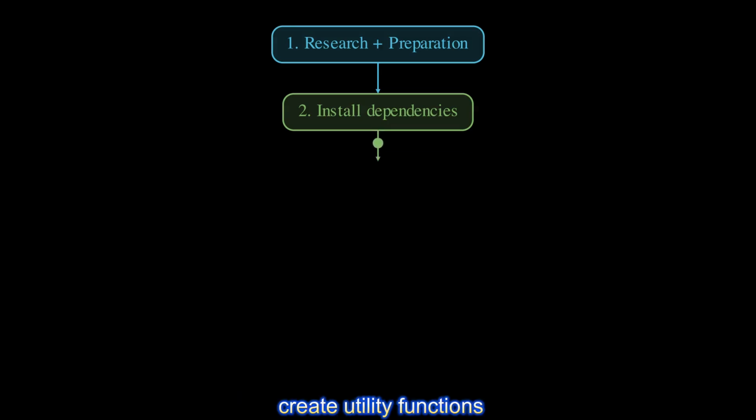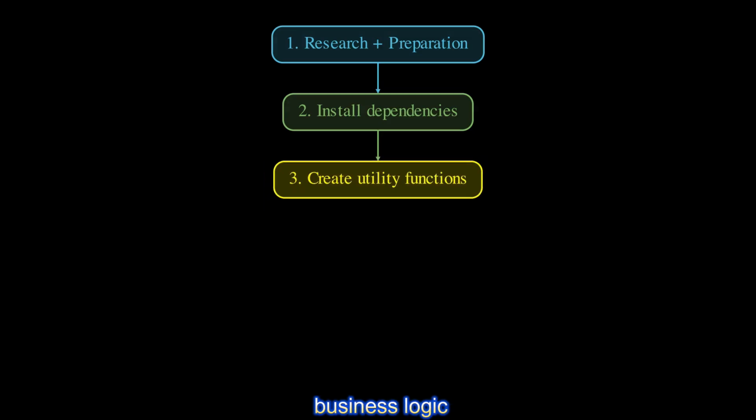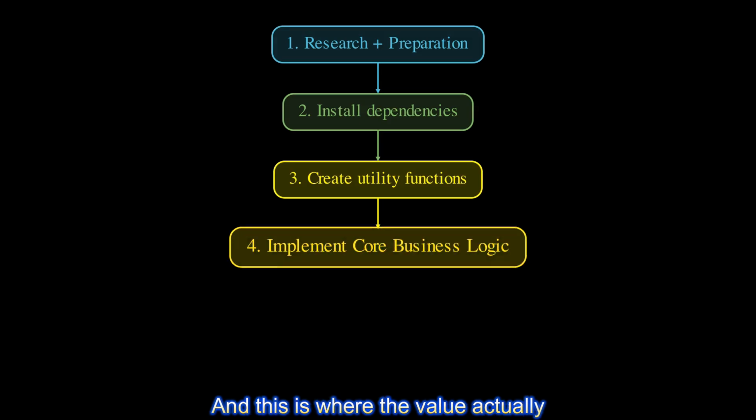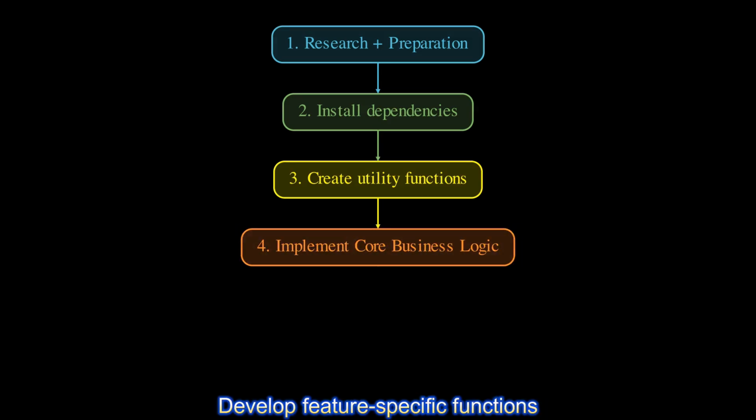Step 3. Create utility functions. These aren't part of your core business logic, but they are essential for smooth development work. Build helper functions for tasks like database CRUD operations, time manipulation, or API calls. Basically, anything that makes your core logic easier to implement. So this is also preparation work. Step 4. Implement the core business logic. And this is where the value actually lies. Develop feature-specific functions that can each handle a well-defined task, one by one. And this will serve as the building blocks of your MCP. So you need to spend most of the time in step 4.